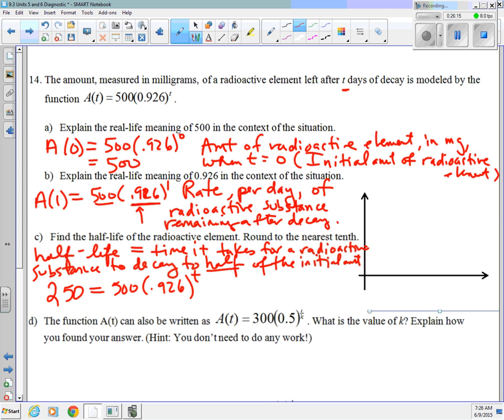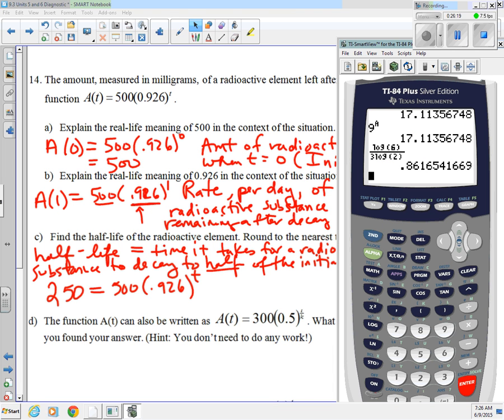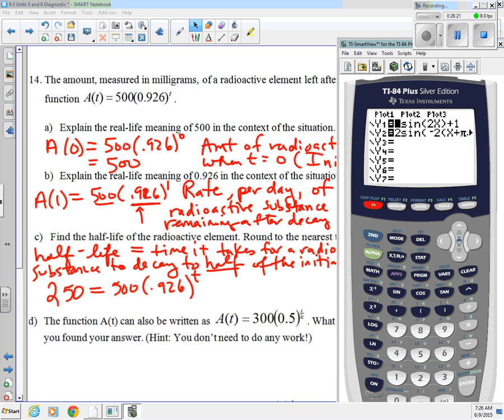And you could solve this algebraically. I'm actually going to do it graphically. So here we go. I want to plug in my graphing calculator. I'm going to clear out whatever I have in there. And I'm going to plug in 250 on one of the y's. And the other y is going to be 500 times 0.926 to the t, or to the x.